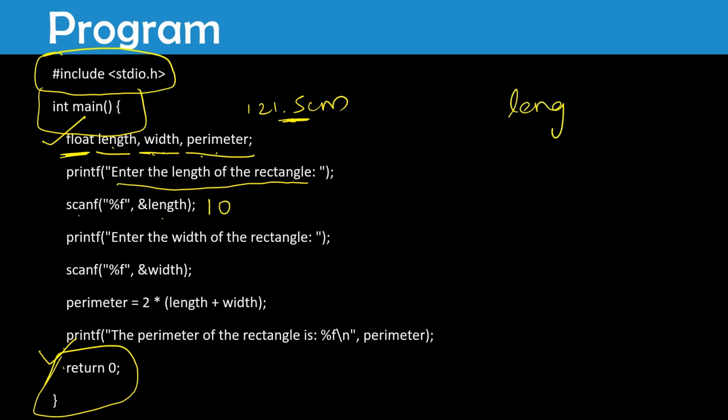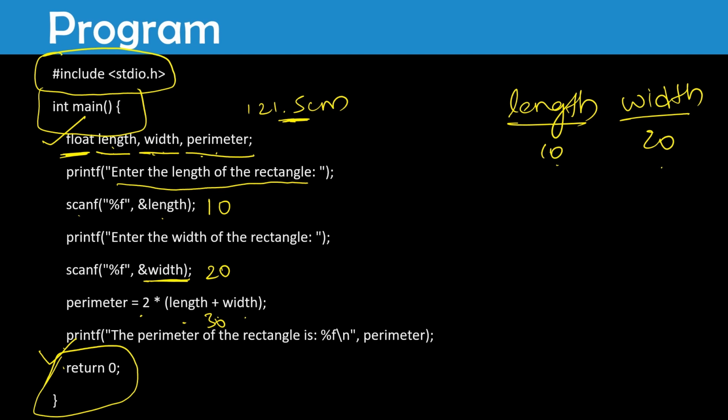So length is 10. Now enter the width of rectangle. I need to enter width. I entered the value 20. Now the width is 20. Now perimeter is 2 times of length plus width. What is length plus width? 10 plus 20, 30. 2 times of 30, 60.